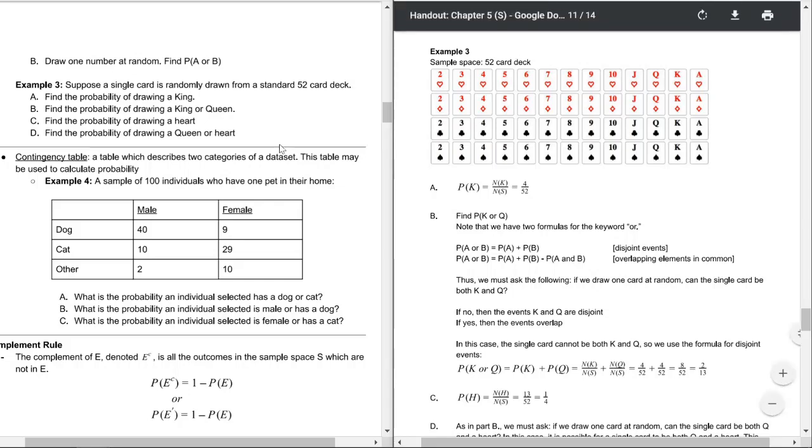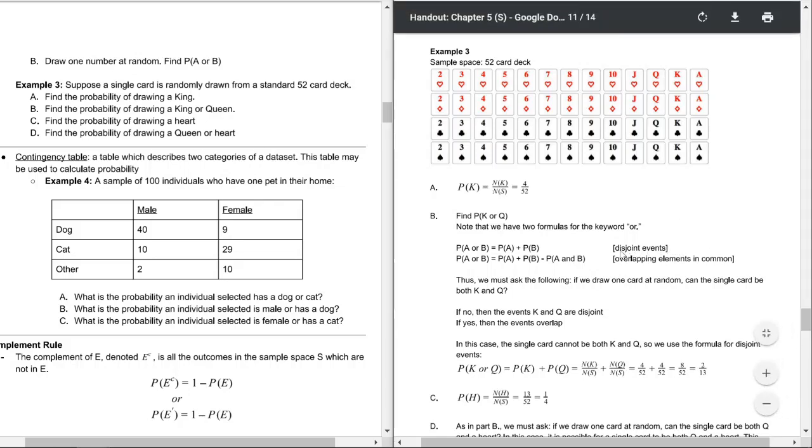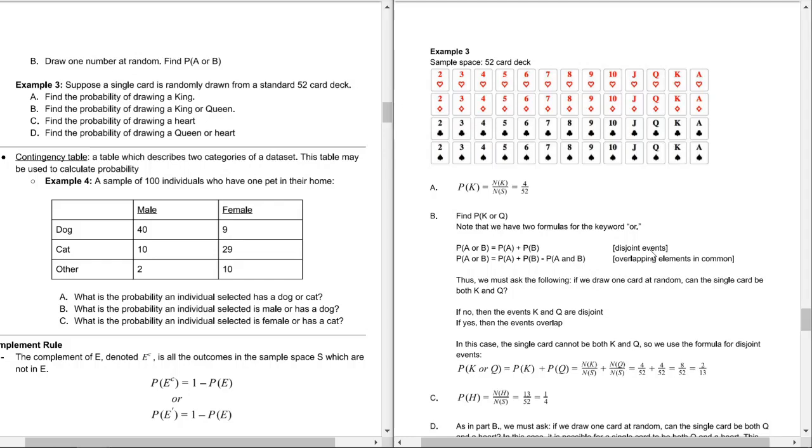Now, part B, there's something interesting here. They introduce a keyword. Find the probability of drawing a king or queen. The keyword is or. And if you recall, or has 2 formulas in probability, okay? If you have 2 disjoint events, so imagine a Venn diagram with disjoint circles or separate circles. Here we use the first formula. If you have overlapping circles or overlapping events, imagine a Venn diagram with overlapping events, we have to use the second formula.